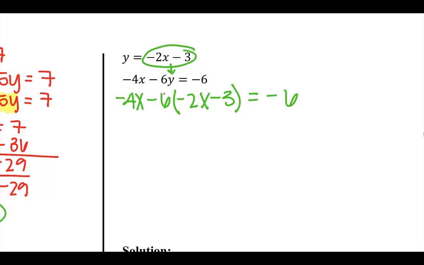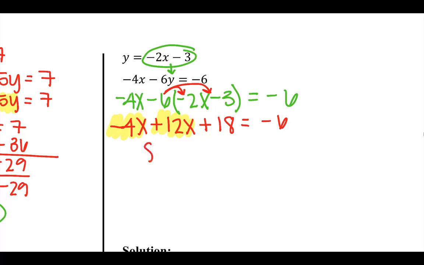So I'm going to take this negative 6 and multiply it by everything inside. So I've got negative 4x, and I've got negative 6 times negative 2 is a positive 12, x. Negative 6 times negative 3 is a positive 18 equals negative 6. Then I go to combine like terms, so everybody with the last name of X gets to get combined together. I've got negative 4 plus 12 would be a positive 8x, plus 18 equals negative 6.